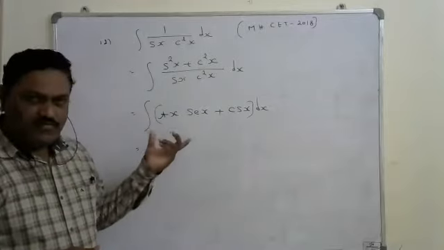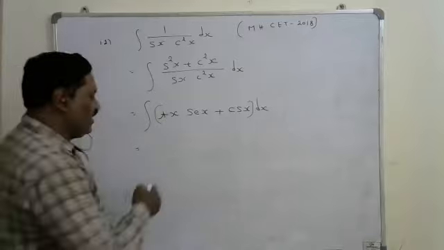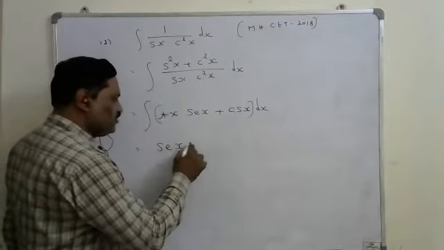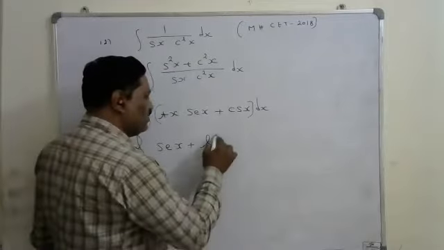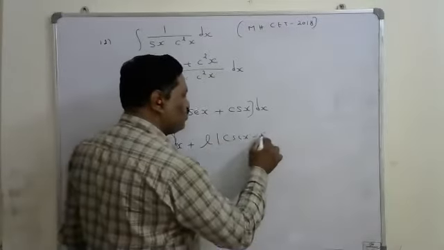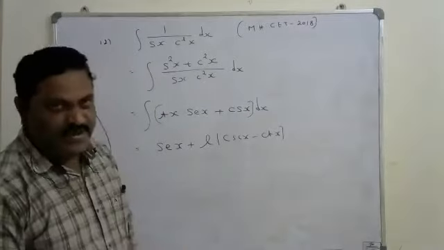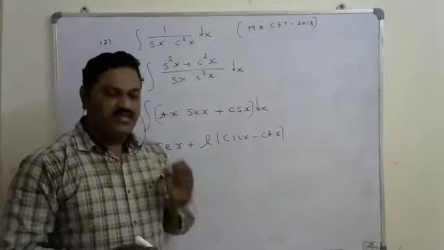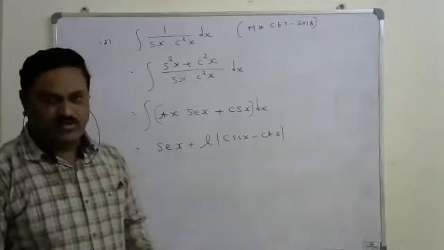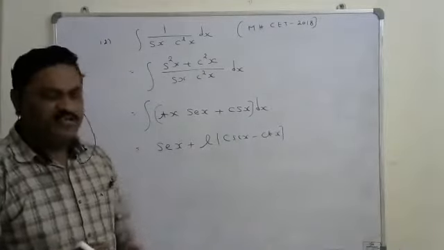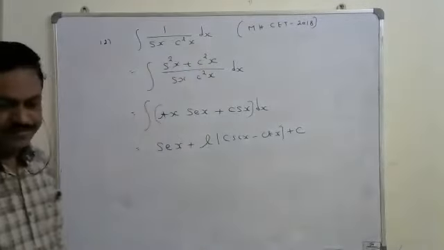Now we know the formulas for both of them. Integral secant x into tan x is secant x, plus the formula for integral cosecant x is log mod cosecant x minus cot x, or log mod tan x by 2. These two formulas are there: either log mod cosecant x minus cot x or log mod tan x by 2. As per the option, we have to take that formula, plus C. So this is the answer for it. Take that.